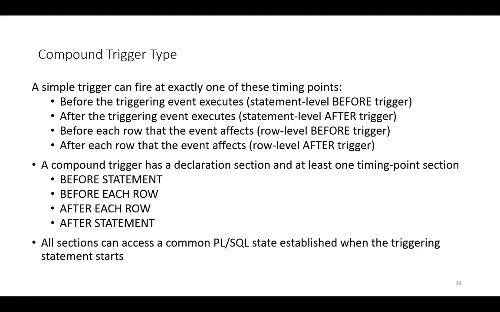So when the triggering statement starts, these work areas or variables in the declaration section come into existence, they could be populated, and we can refer to them in the code for each of the timing points. If we had 4 distinct simple triggers, they wouldn't share the same storage area. Any variables declared in the before statement trigger would not be available to the after statement trigger or the before row or the after row trigger. So this is an interesting way to think about structuring the code.